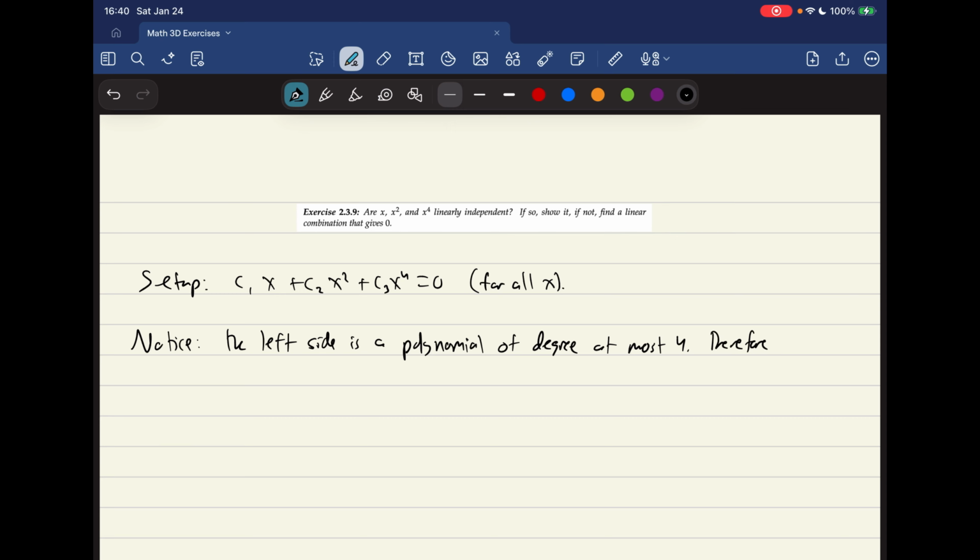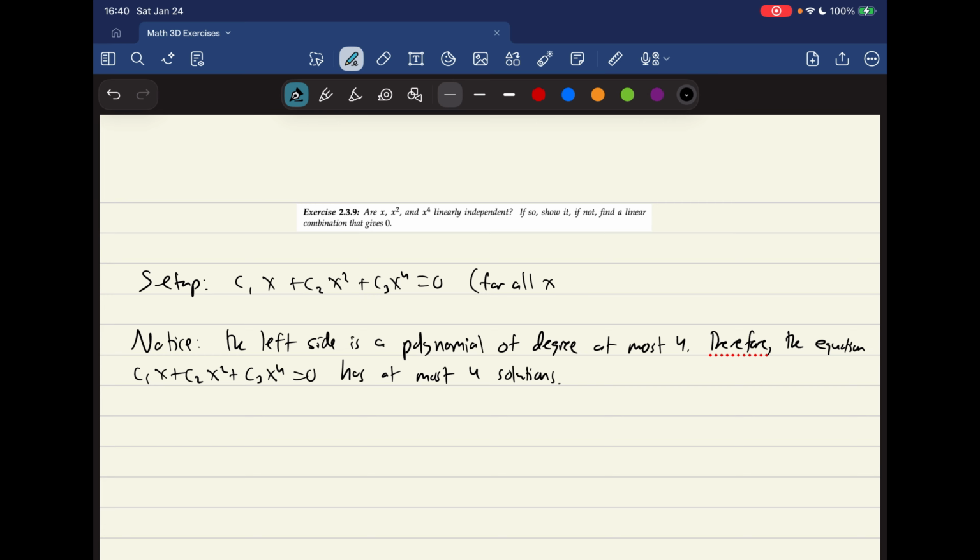Therefore, the equation c1x plus c2x squared plus c3x to the 4 equals 0 has at most 4 solutions, right? This has at most 4 solutions. This is just the case for any polynomial. The roots could be real or complex, but the point is that including complex solutions, we're going to have at most 4 different numbers.